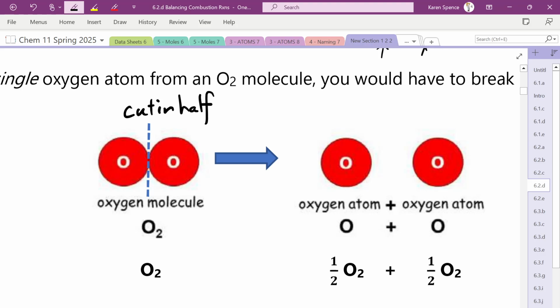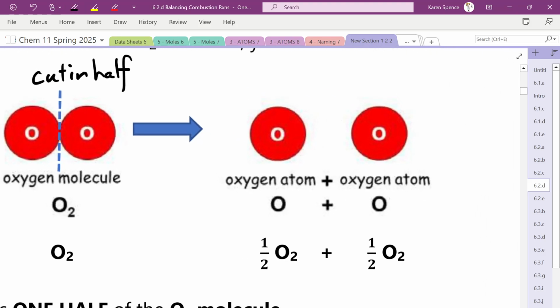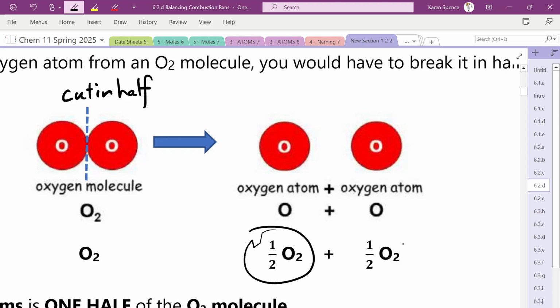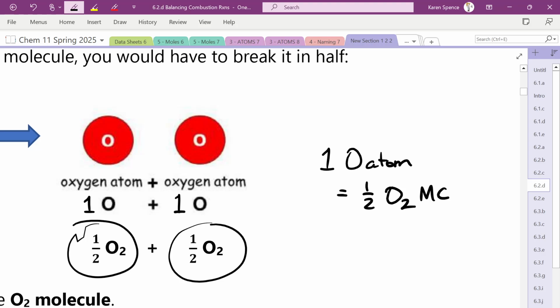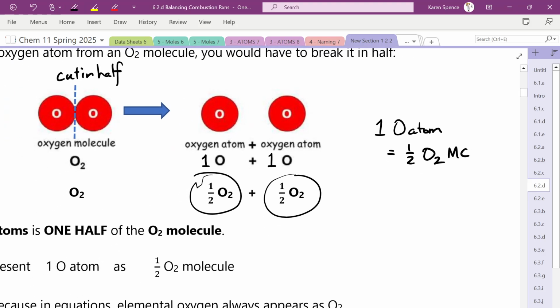Okay, and when you cut it in half, you get a half of an O2 and a second half of an O2, which gives you 1 oxygen atom and 1 oxygen atom. So if you want to have 1 oxygen atom, that's going to be equal to a half an O2 molecule. Did that make sense? Okay.